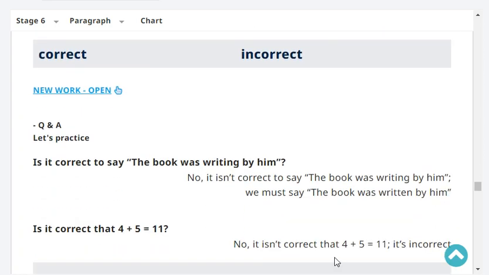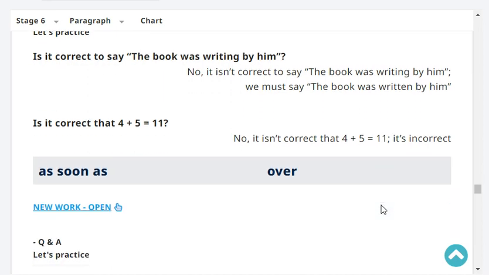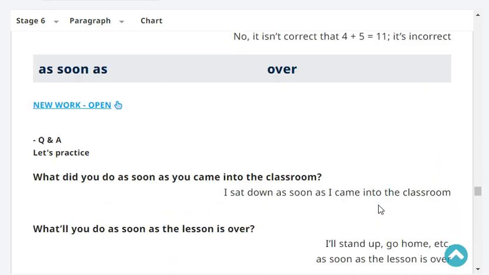Is it correct to say the book was writing by him? No, it isn't correct to say the book was writing by him. We must say the book was written by him. Is it correct that 4 plus 5 equals 11?